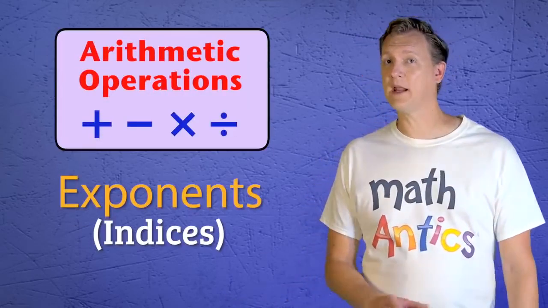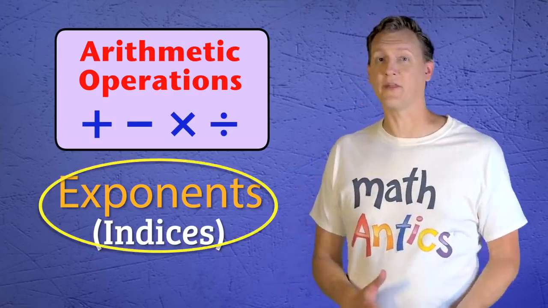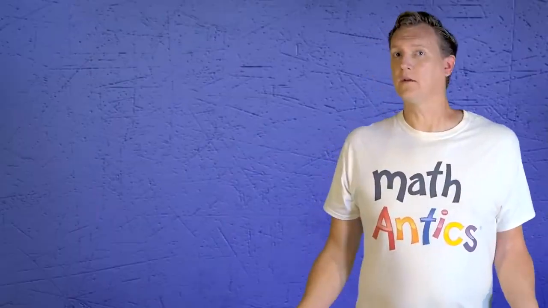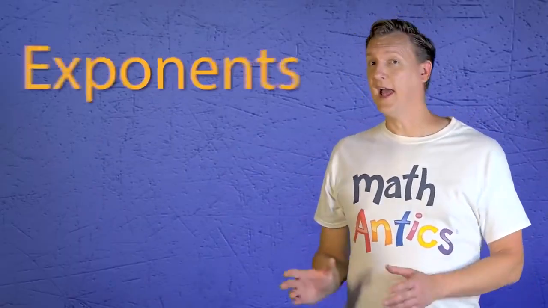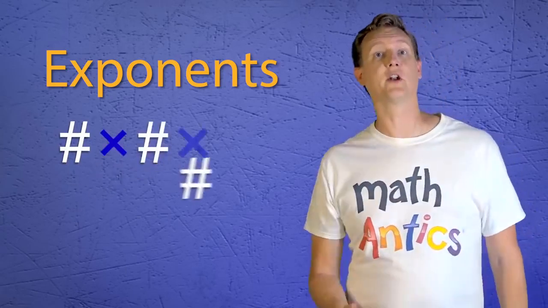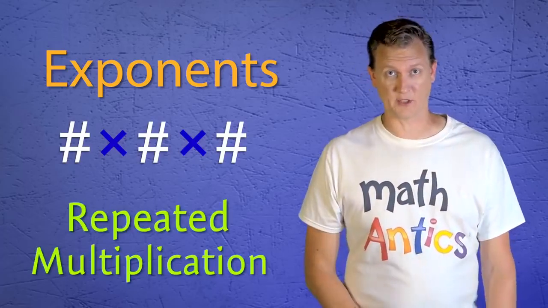Alright then, but what are exponents, or indices? Well, just like the four main arithmetic operations that we use in math, exponents are a type of math operation. They tell us what to do with numbers. Okay, but what do they tell us to do? Exponents tell us to take a number and multiply it by itself a certain number of times. In other words, exponents are basically repeated multiplication.